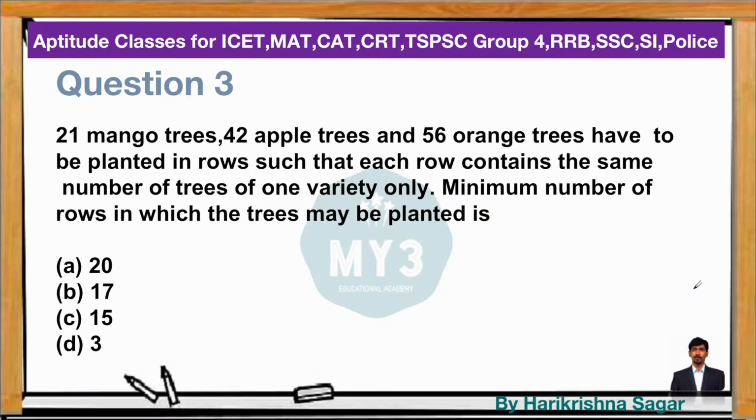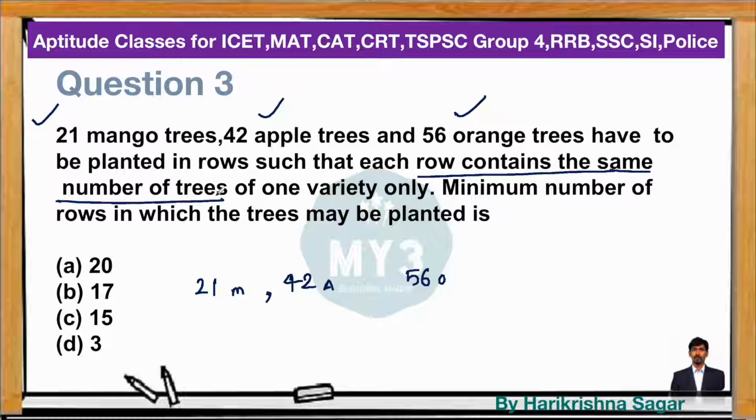Let's take one more question on the screen. So if you observe this question, 21 mango trees, 42 apple trees, 56 orange trees have to be planted in rows such that each row contains the same number of trees of only one variety. Minimum number of rows that the trees may be planted. Okay, so we have 21 mango and 42 apple and 56 orange. So what is the minimum number of rows? First of all, we have to understand that every row contains the same number of trees and every row will have only one variety.